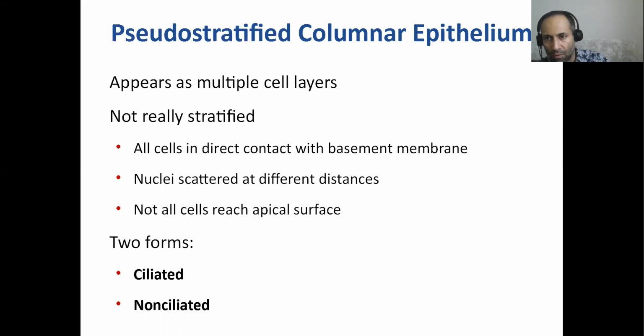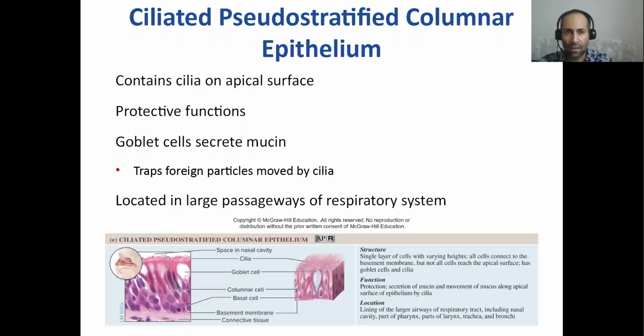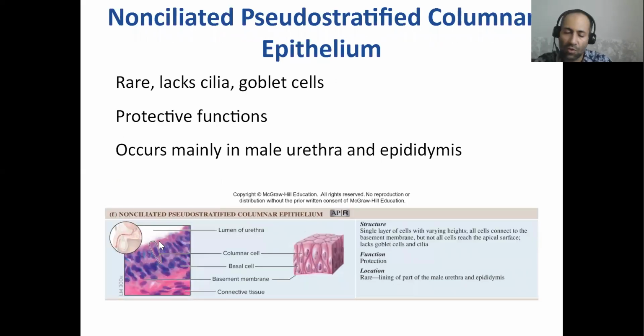Pseudostratified columnar epithelium. So again, falsely stratified. They are single layered, but it seems like they're multi-layered, okay? And they also come in two forms, ciliated and non-ciliated forms. So let's take a look at the ciliated pseudostratified columnar epithelium first. Again, found in abundance in your respiratory tract, like your nasal cavity, part of the pharynx, larynx, trachea, and bronchi. Much of that has this ciliated pseudostratified columnar epithelium, which also produces a lot of mucus that is swept up to the back of your throat by means of cilia, where you either spit it out or you swallow it, whichever way you get rid of it.